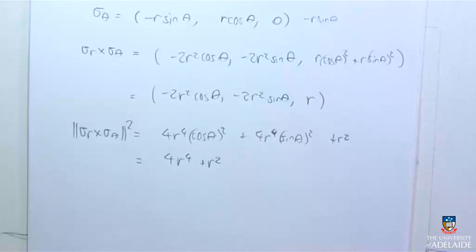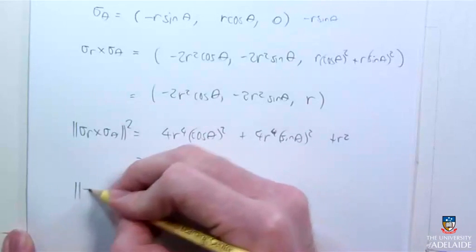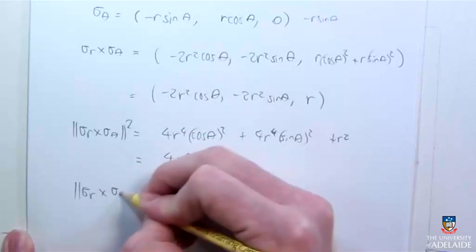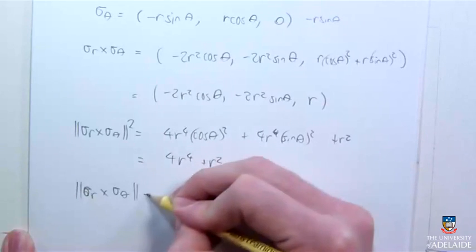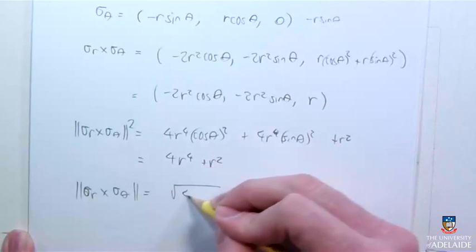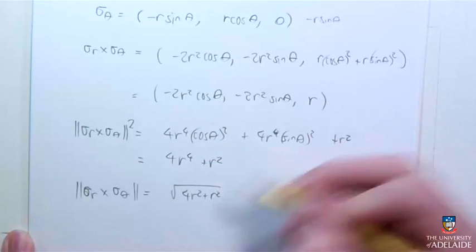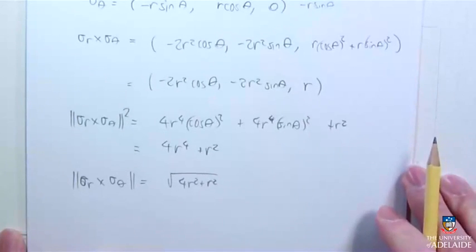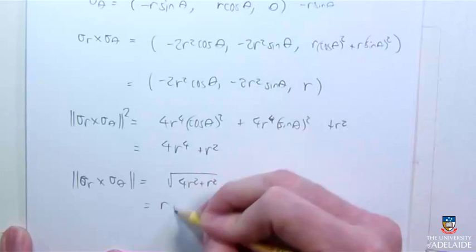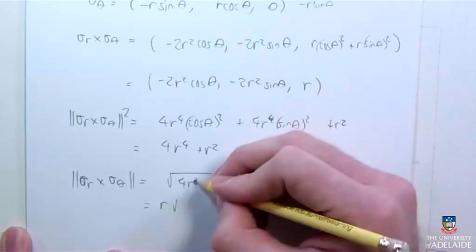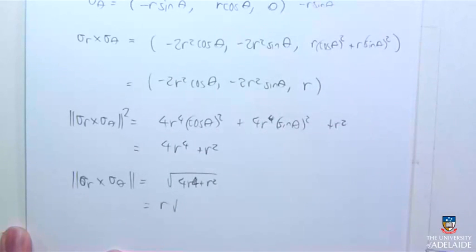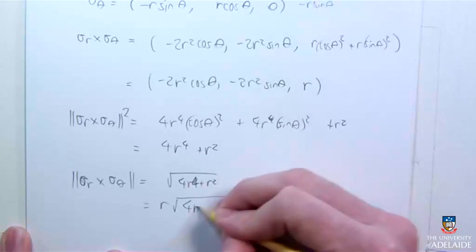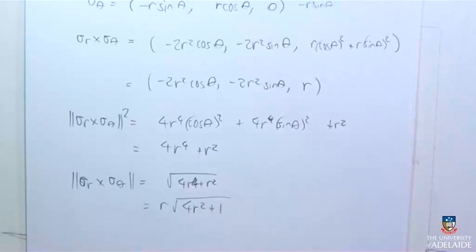I think I've done this right. So therefore the length of sigma r cross sigma theta is whatever that is. I suppose there's an r squared in both of them that I could take out if I wanted. Isn't it an r to the 4? I suppose there's an r squared in both of them that I could take out. And I put that out now.